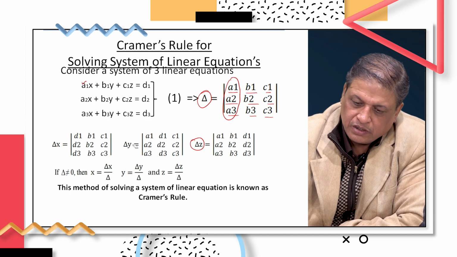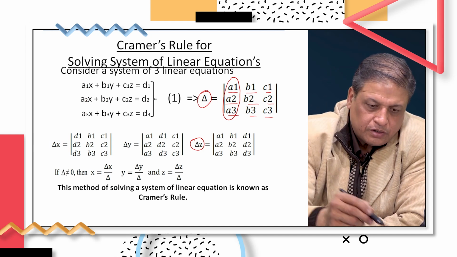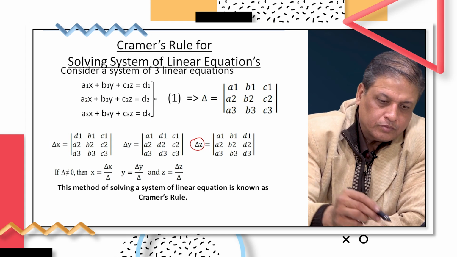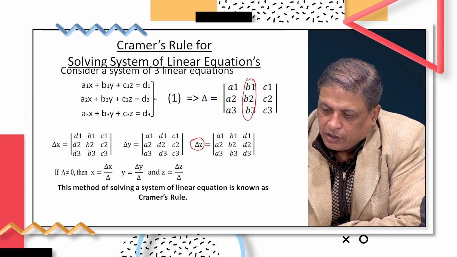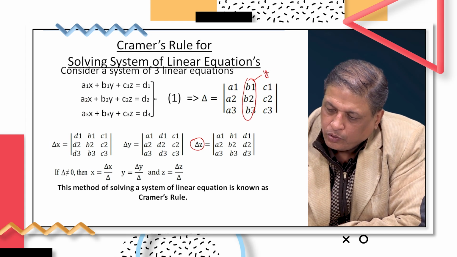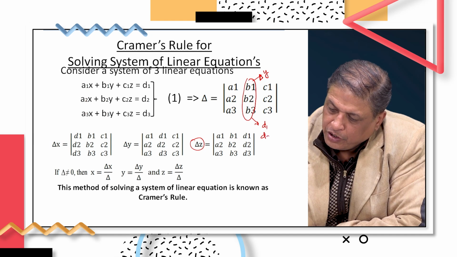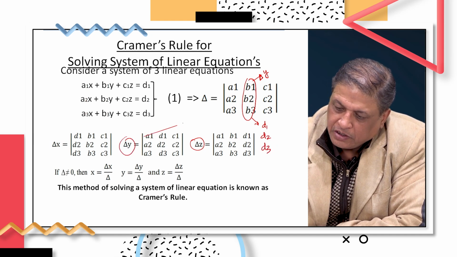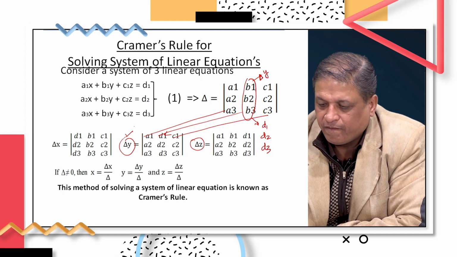Now, similarly, the y values are happening in the second column. The second row, second column is this, so this is related to y. So, when we are going to calculate delta y, we should replace these values by d1, d2 and d3. Look over here, delta y. a1, a2, a3 remain the same, c1, c2, c3 remain the same, but these values are replaced by d1, d2 and d3, and we are getting the value of delta y.